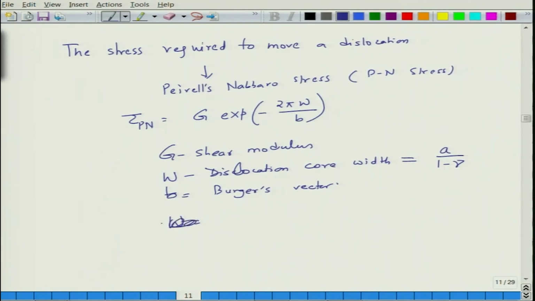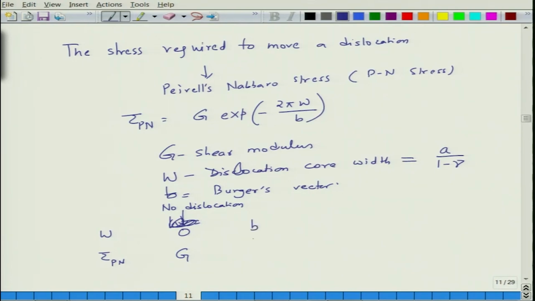So, basically you can see when you have different values of W, and if you want to measure the tau Pn, for 0 W you can see that Peierls-Nabarro stress will be G. This is the case when you have no dislocation. So, it will be the same as the theoretical strength, essentially G divided by 2 pi if you approximate it.